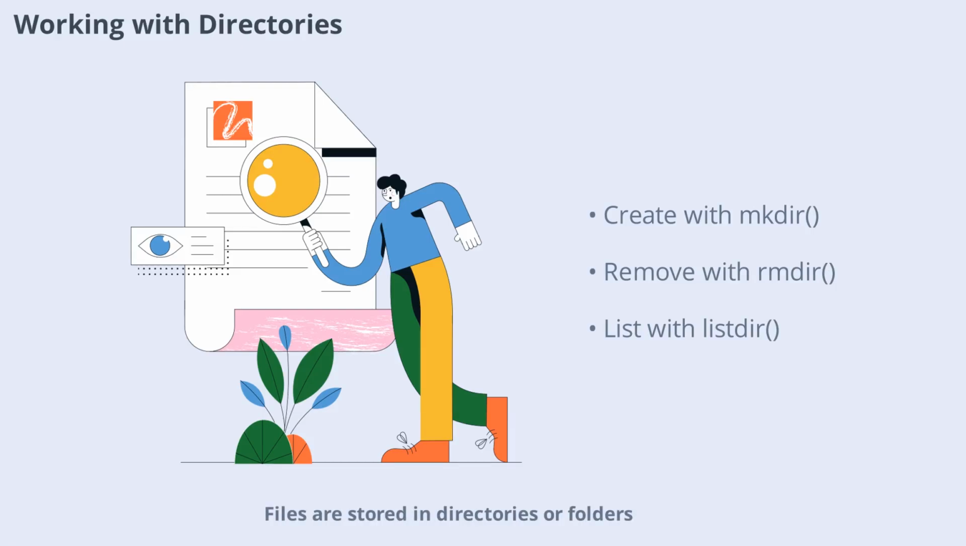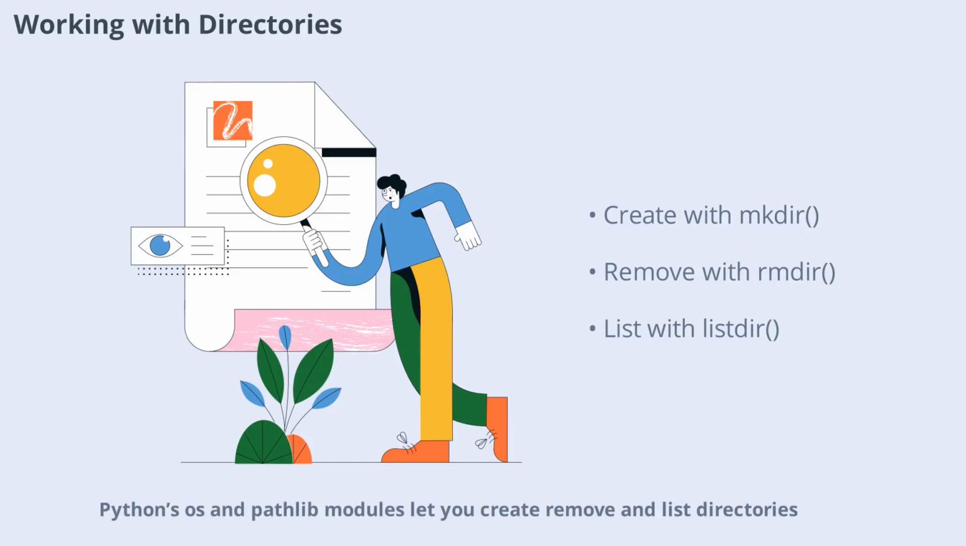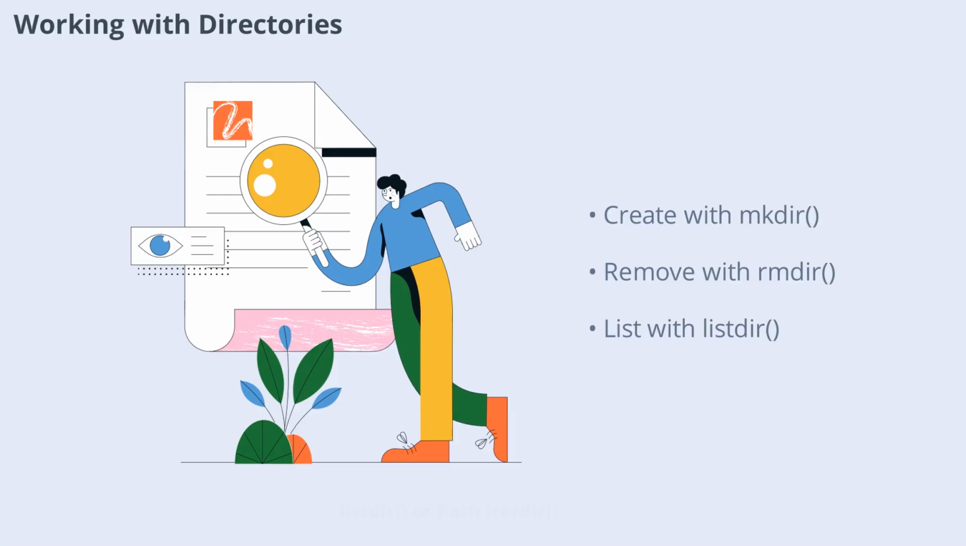Files are stored in directories or folders. Python's os and pathlib modules let you create, remove, and list directories. Use os.mkdir or Path.mkdir to create and os.rmdir or Path.rmdir to remove empty directories. Listing contents is easy with os.listdir, and managing directories is key for organizing files in larger projects.